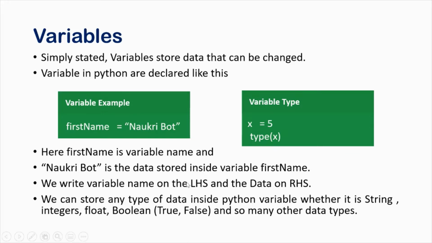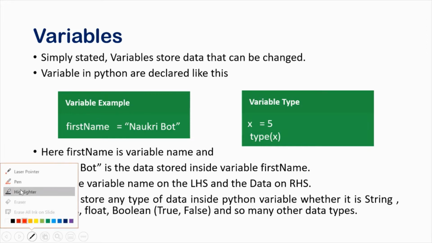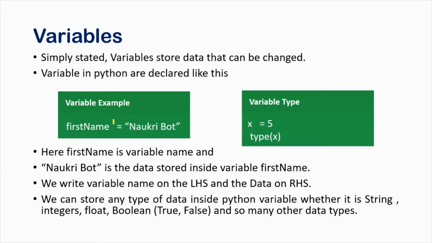So here we can see how a variable in Python is declared. Here first name is the variable name and NokriBot is the data. Whatever is written on the left hand side is the variable name and whatever is written on the right hand side is called data. In this example, we are assigning this data NokriBot to the variable first name.